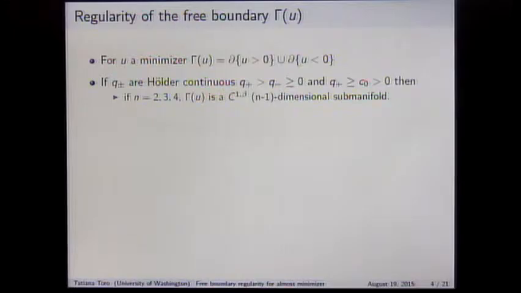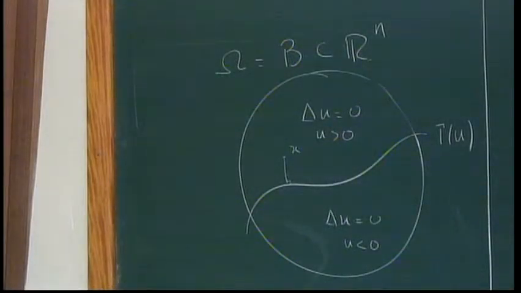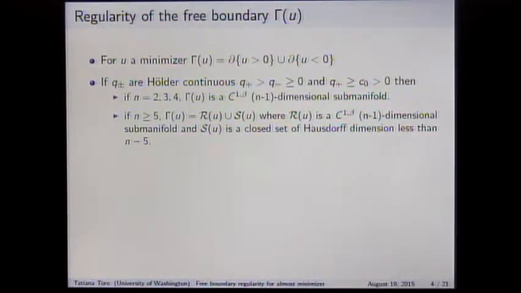Then if n is 2, 3, or 4. Let me emphasize the numbers because they are important, in particular if you come from GMT. So if n is 2, 3, or 4, then the free boundary is a C^{1,β} (n-1)-dimensional submanifold. And if n is greater or equal than 5, then you can write this boundary as a regular part union a singular part. And this regular part is a C^{1,β} (n-1)-dimensional submanifold. And this singular part is a closed subset of Hausdorff dimension less or equal than n-5.